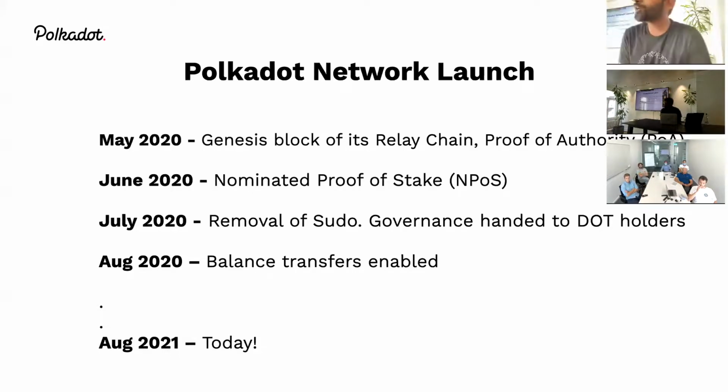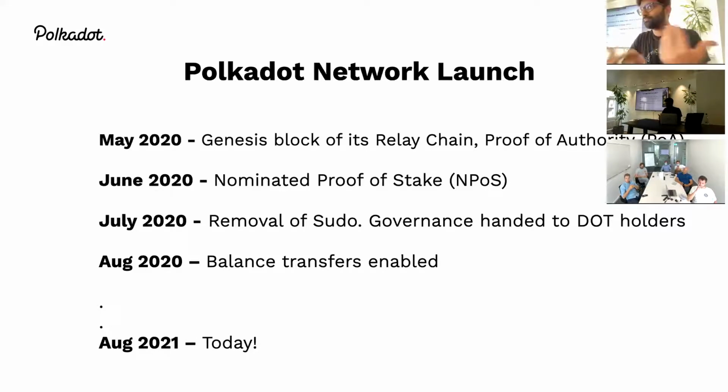All right, so let's talk about the Polkadot network launch. We're fairly a new project. As you can see, May 2020 was when the first block of this blockchain was generated. The work actually started in 2017, but this was when the Polkadot network was actually launched. Initially, it's proof of authority, meaning it was Web3 and Parity and a bunch of people who were deciding what should happen on the network.